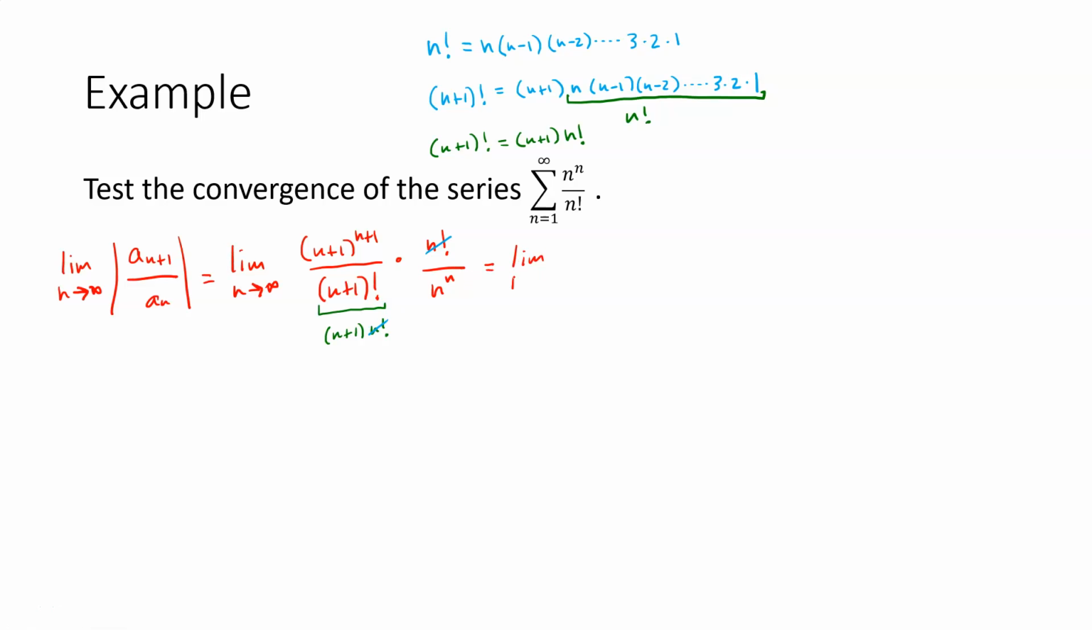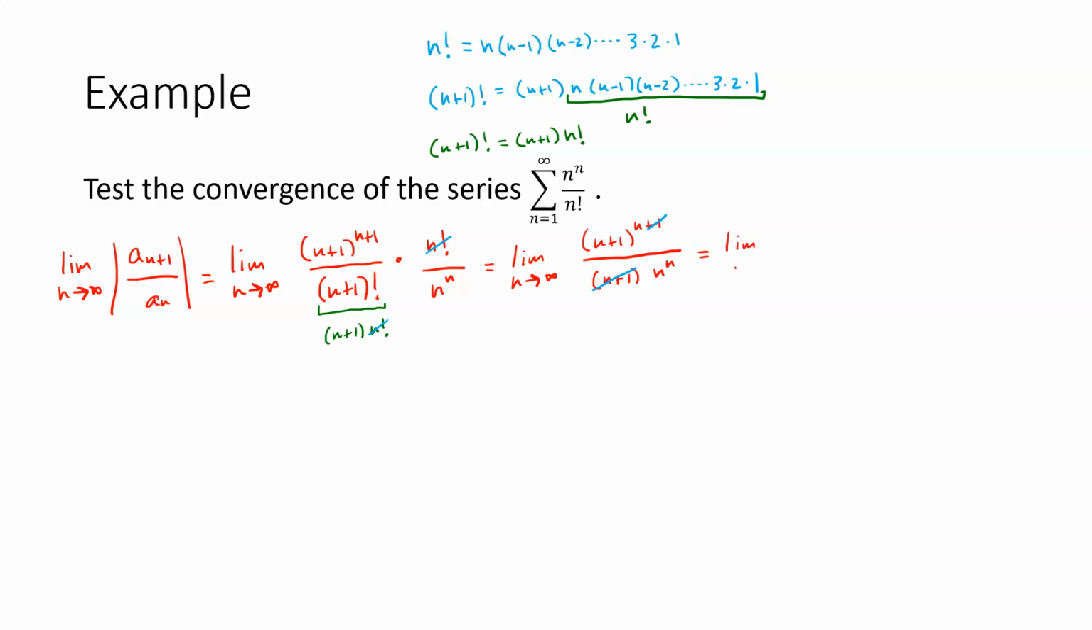Let's write it out. We've got the limit as n goes to infinity, n plus 1 to the n plus 1 power. Here the n factorial divides. And then downstairs here we've got n plus 1 times n to the n. Now I notice that one of these n plus 1 factors divide. So let's see what we have now.